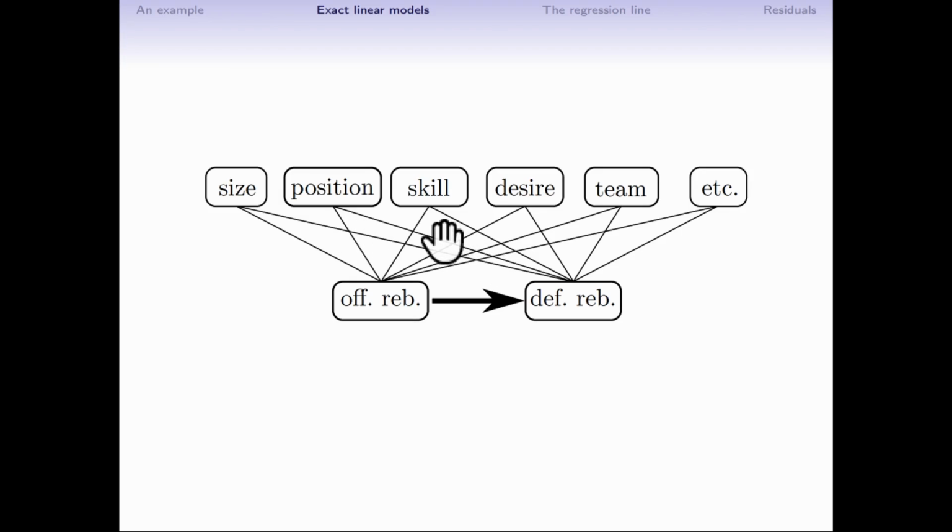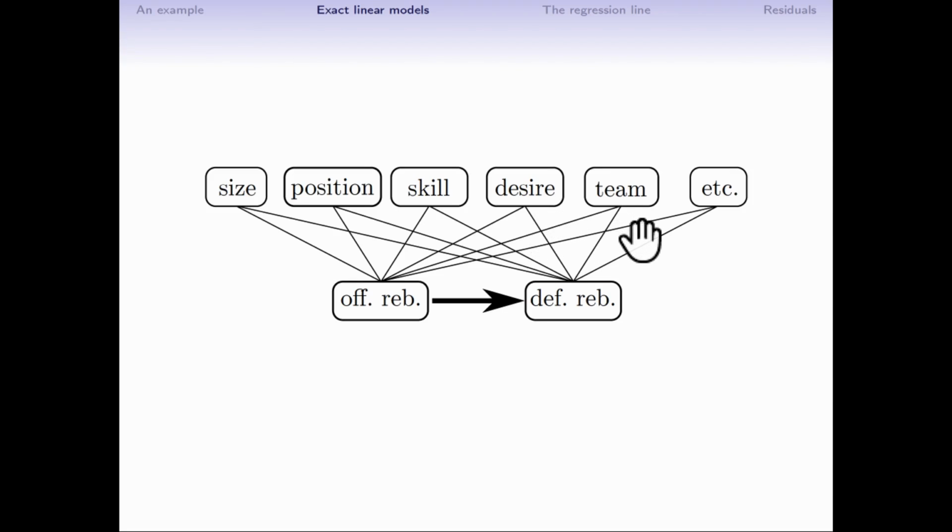How much skill does the player have? Because I can take a person off the street with the same size and position as a great NBA player, but they're lacking the skill, and they're not going to be able to rebound nearly as well. So the skill, the desire, right? Rebounding just takes a lot of desire. It takes a lot of competitive spirit. And not everybody has the same amount of competitive spirit. So that's another factor that's in here.